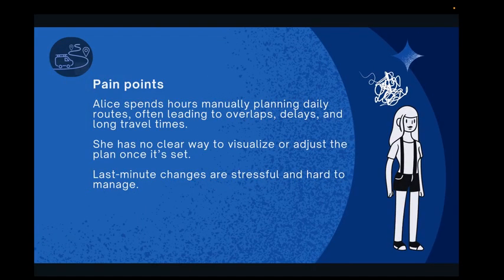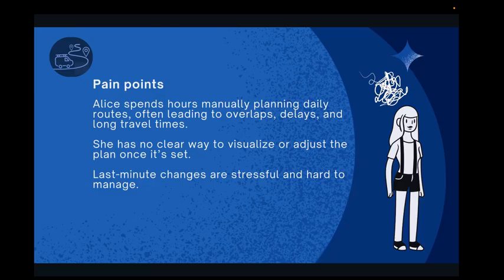But she faces a lot of pain points as well. Alice spends multiple hours manually planning those daily routes, often leading to overlaps, delays, and long travel times. She sometimes has no clear way to visualize or adjust those plans once they're set. Last-minute changes are very stressful and hard to manage for Alice. But thankfully, we have our route planning application to solve these pain points for her.